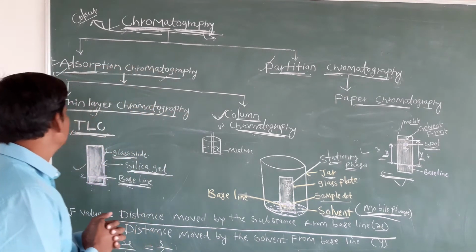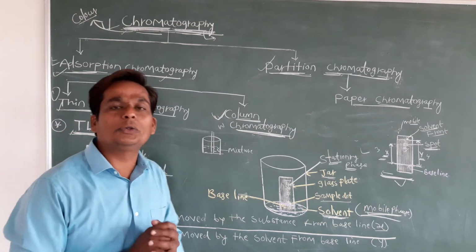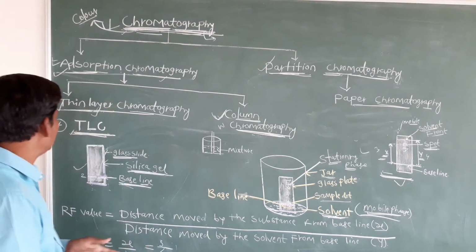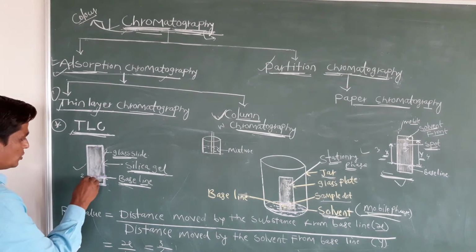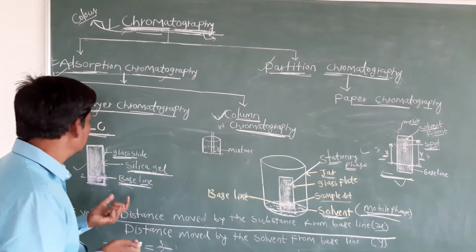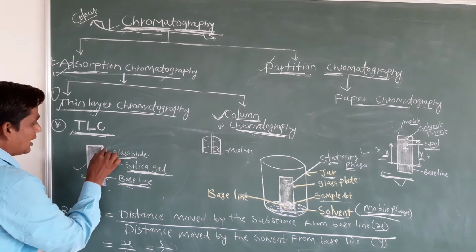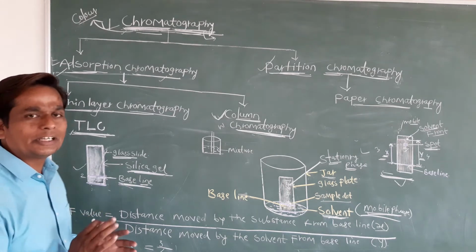Let's see the procedure. In thin layer chromatography, first of all you take one glass slide. You know the glass slide. Such a glass slide we can also use to test blood. For blood testing we use that glass slide, and the same glass slide we can use here. So here I am taking one glass slide. Okay, now everybody understands this much.